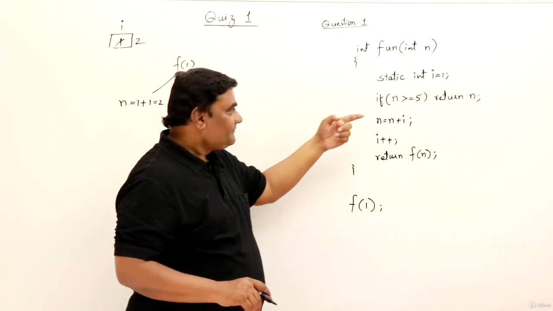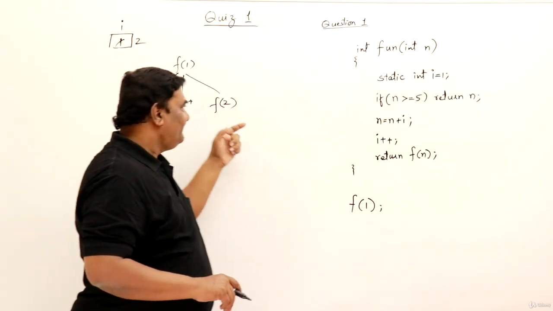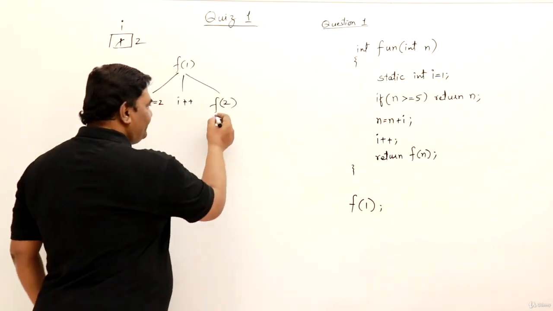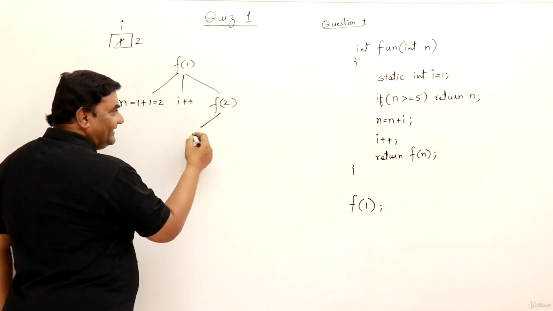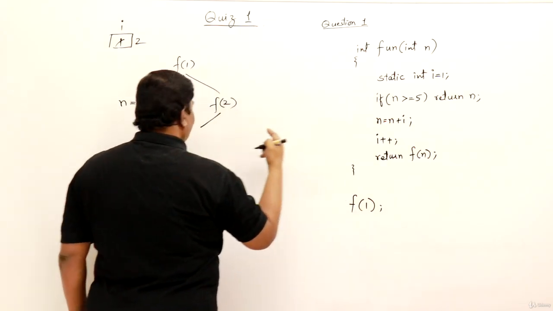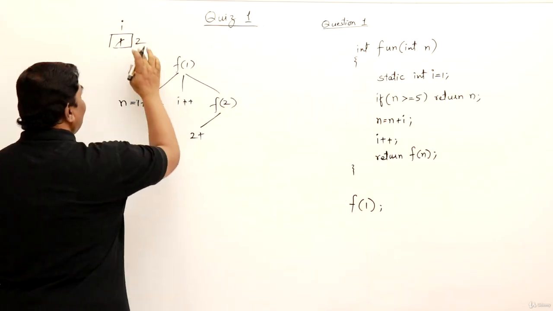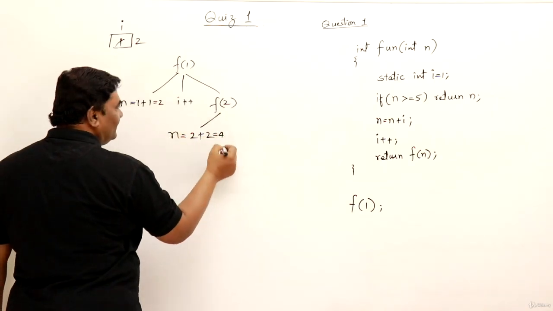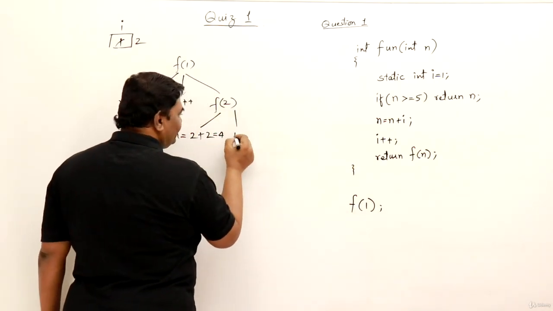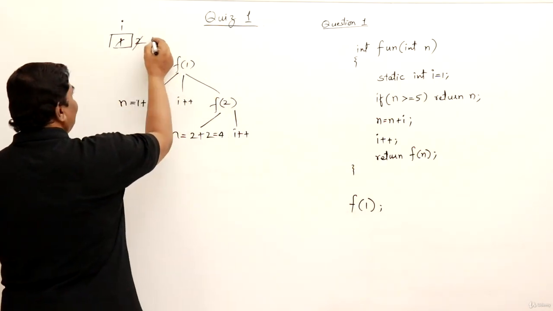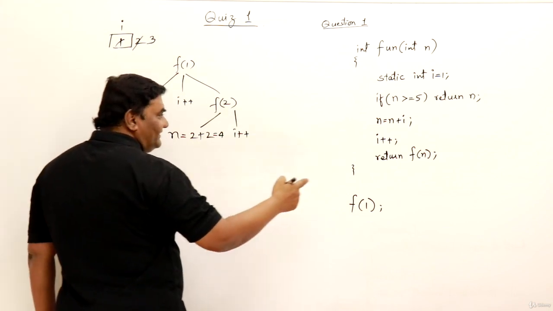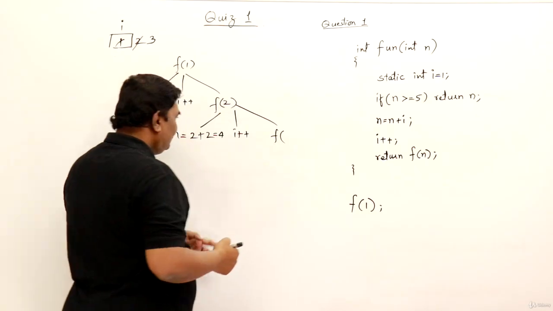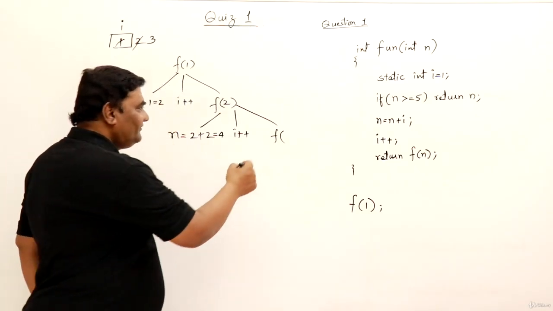Then, is n greater than or equal to 5? No. Then these 3 steps. First step: n assign n plus I. What is n? 2. What is I? 2. So n is now 4. The next step is I plus plus, so I'll make this 3. Then next, call itself again for f of n. What is n right now? 4.